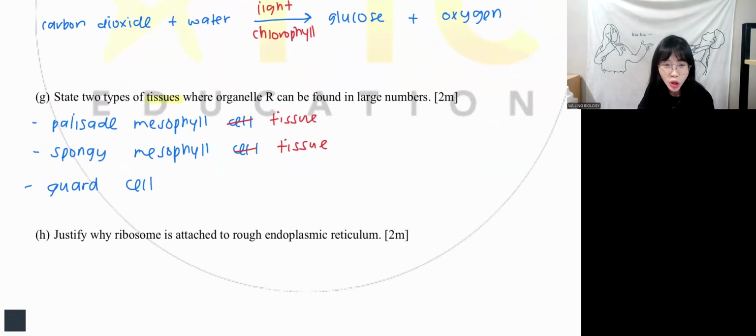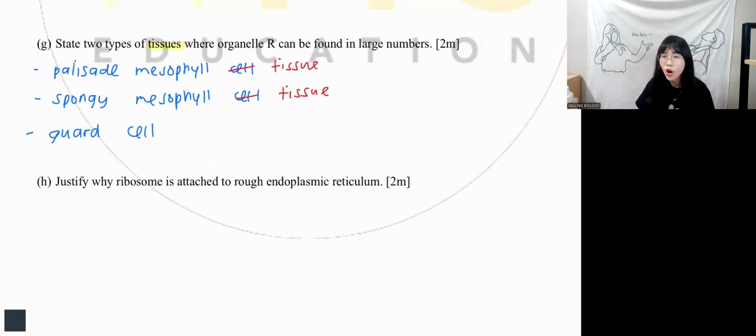Okay, justify why ribosome is attached onto the rough ER. So this is a relationship question. They ask you, why do you think ribosome needs to go onto rough ER? We talk about the function of it. We start with ribosome. Ribosome is to synthesize protein. Very good. Why do they have to attach onto the rough ER? Because rough ER helps them to transport protein. To where? Very good, transport protein to the Golgi apparatus. So 2 marks means you write these two functions.